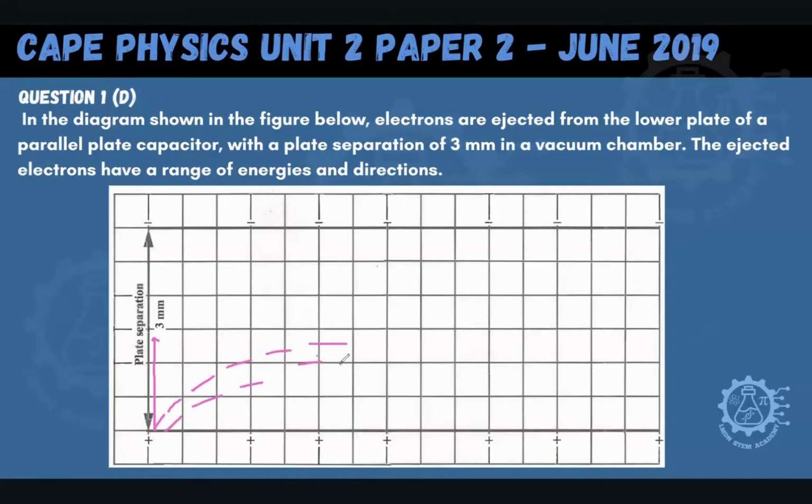Varying angles, in fact, right? And so what we're saying is that there are going to be a variety of directions and a variety of energies that are associated with those electrons that are shooting off. Okay? So let's go ahead and see what the first part of this question is asking us.